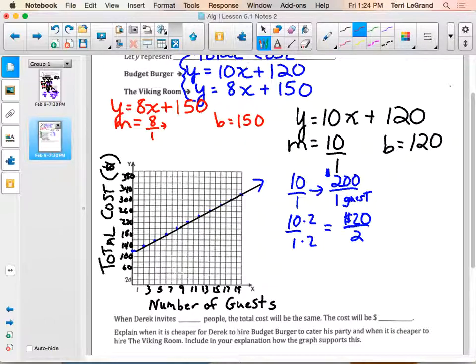40. So if we rename this by multiplying 8 by 5 and getting 40, then we'd have to take the downstairs times 5 also, right? Because 40 over 5 is the same as 8 over 1. We did lose the slope's value, but now we can go $40 at a time and 5 guests at a time.